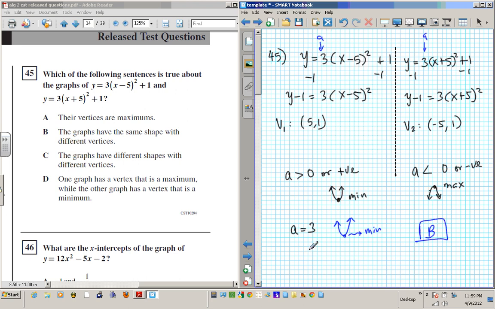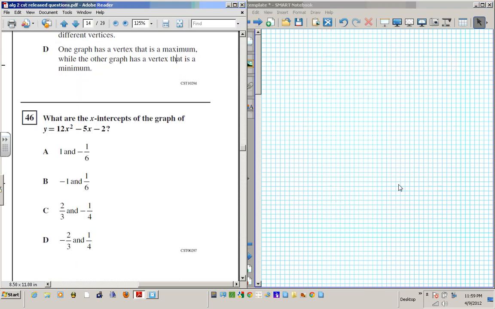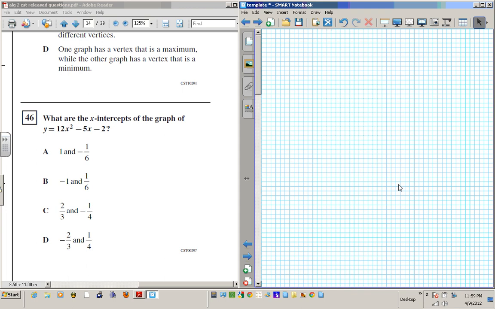Alright, let's move on to question 46. In question 46, it says, what are the intercepts of the graph y equals 12x squared minus 5x minus 2? To find the x-intercepts, to be specific, we have to set y to 0, right? So we're going to have 12x squared minus 5x minus 2 equals 0. If we can solve this for x, that will tell me what the intercepts are, okay?